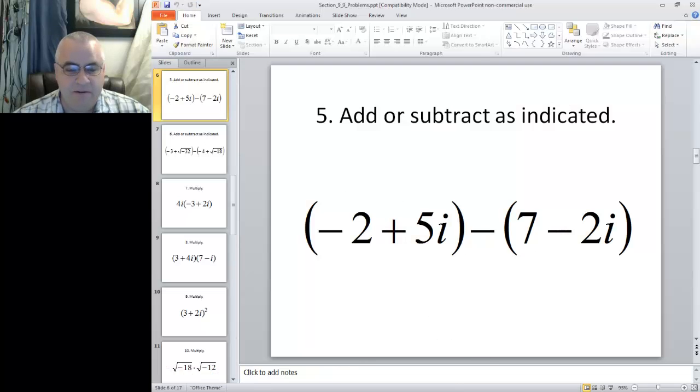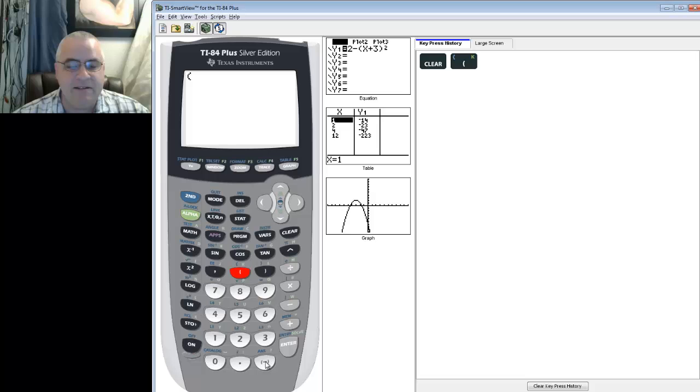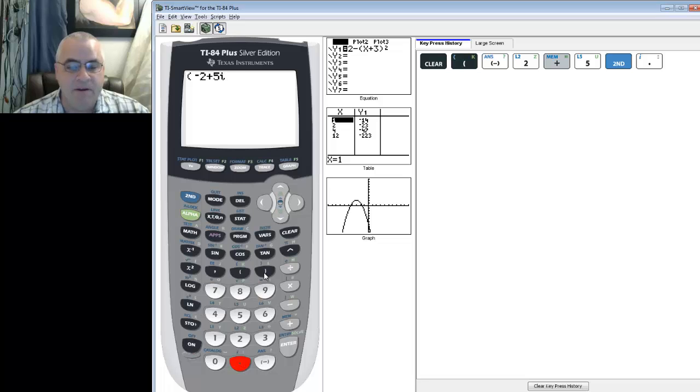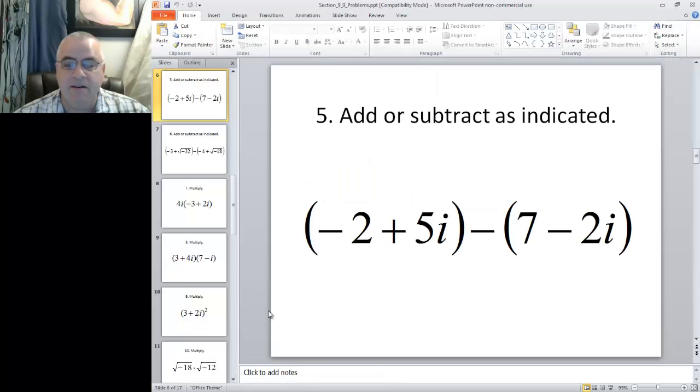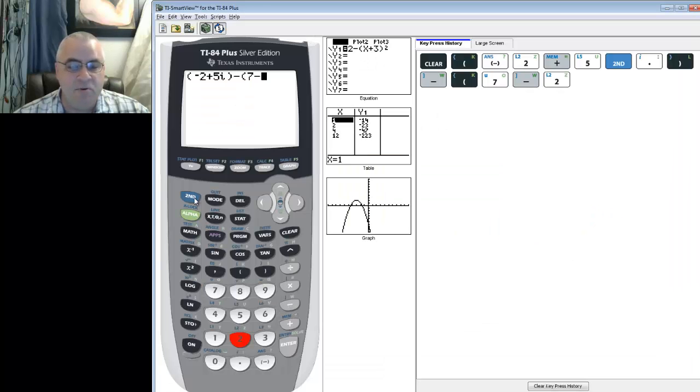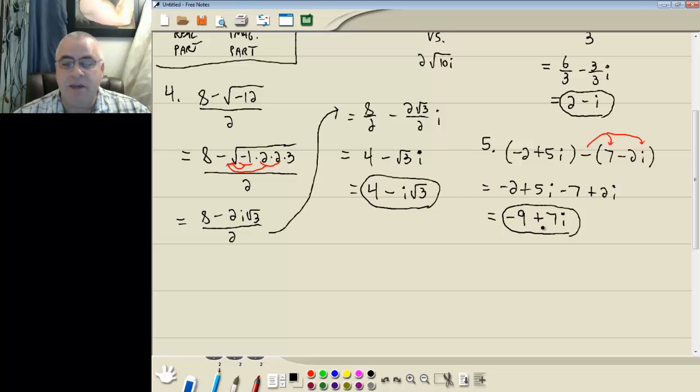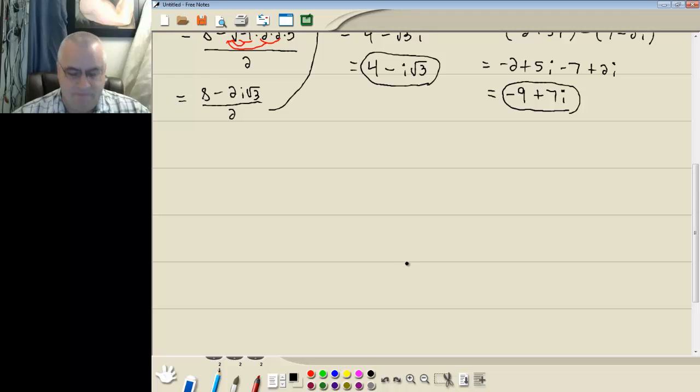And if I can locate the calculator, there it is. Okay, so I do a beginning parentheses, negative 2 plus 5i. Now the i is down here. You see the decimal? If you do second decimal, it'll put the i on there. Closing parentheses minus beginning parentheses 7 minus 2, then second decimal, and then closing parentheses, and enter. And you see we got negative 9 plus 7i, which is what we came up with over here. Not hard by hand, even easier on the calculator.